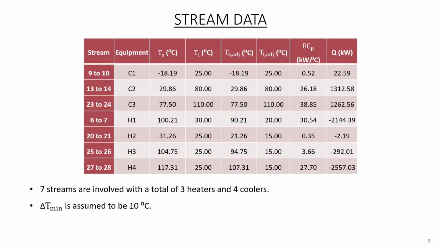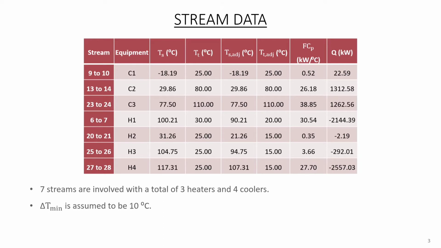The table shows the parameters value of the streams involved. There are 7 streams with a total of 3 heaters and 4 coolers. T minimum is assumed to be 10 degrees Celsius, where the adjusted temperature of both supply and targeted temperature are calculated. In the table, the enthalpy of each stream, Q, is calculated as presented.